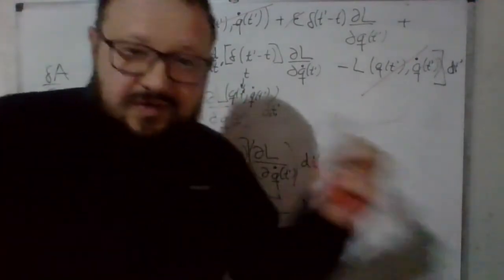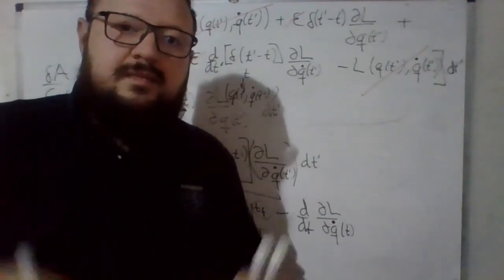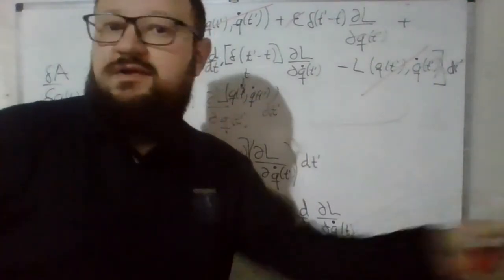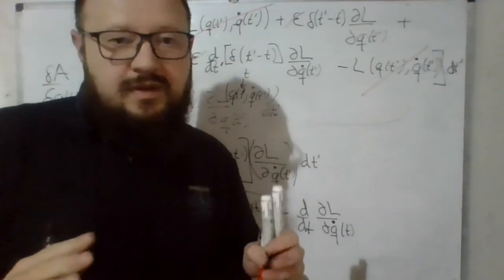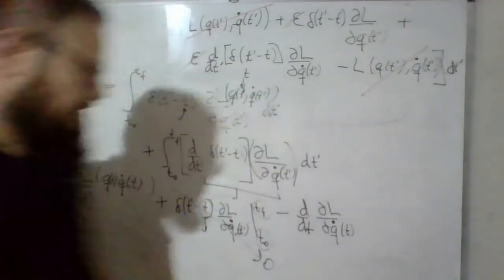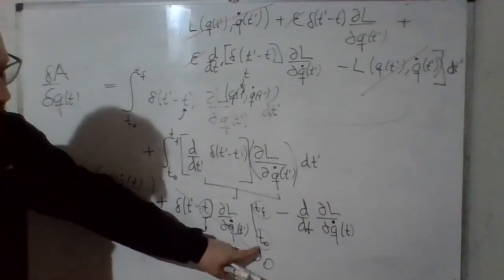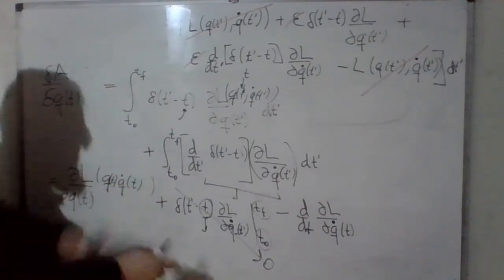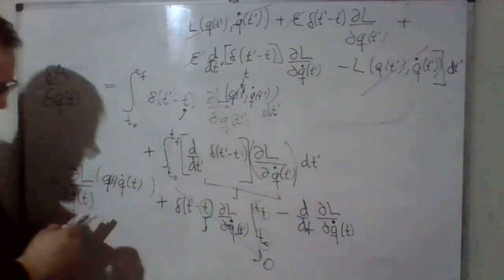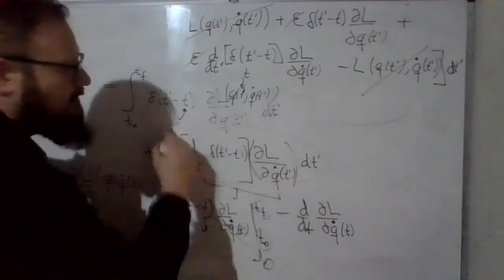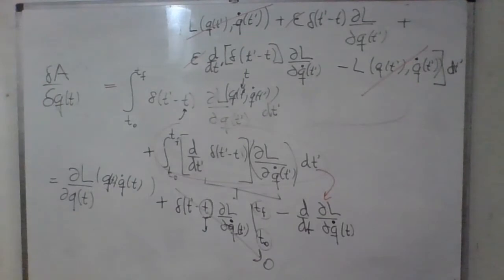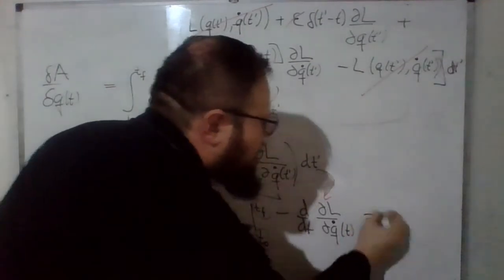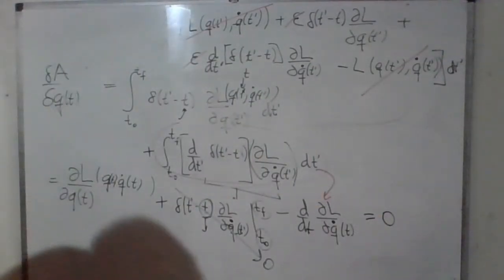Okay, the constraints make it impossible to change the endpoints, the initial and the end point here. So this integral, which depends on the boundaries of your problem, t0 or tf, vanishes. And all this integral here becomes this factor here. Okay? And of course, we need to make it equal to 0. We need to make it vanish.